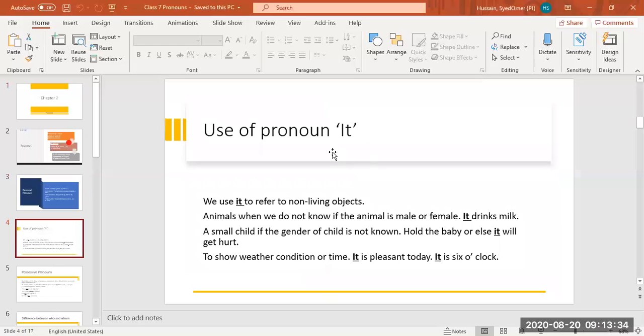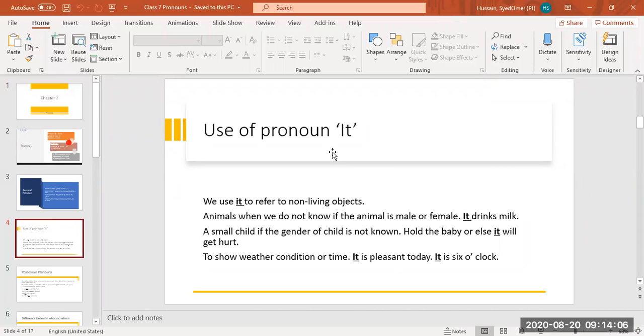Then we discuss the use of pronoun it. It refers to non-living objects. We are also using it for animals, when we do not know the gender of the animal. We are using it for a small child if we do not know the gender of the baby, and to show the weather condition. It is 5 o'clock. It is pleasant today. It is sunny. It is hot.